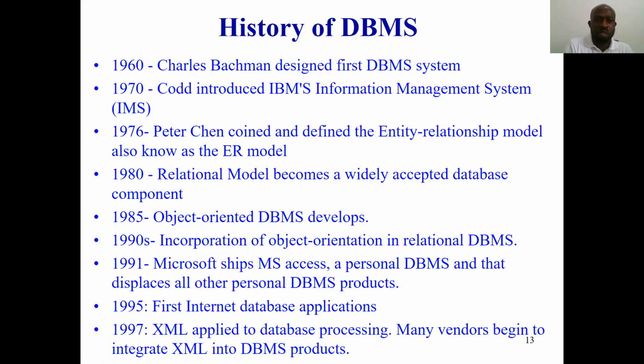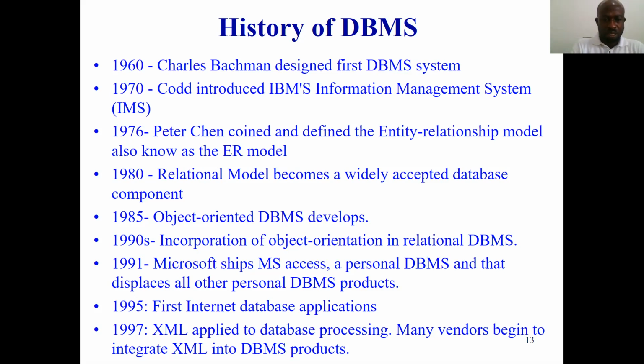Let's look at some of the history of database management systems. Around the 1960s, Charles Bachman designed the first database management system. In 1970, Codd also introduced IBM's Information Management System, that is IMS. In 1976, Peter Chen coined and defined the entity relationship model, also known as the ER model. In 1980, the relational model became a widely accepted database component. In 1985, the object-oriented database management system was developed. In the 1990s, there was also incorporation of object orientation in relational database management systems.